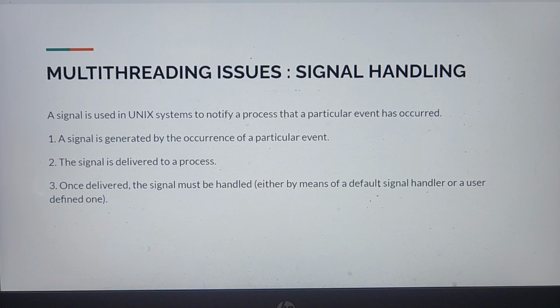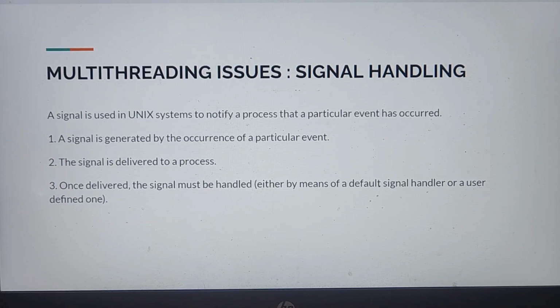So when the parent process gets to know that the child has terminated, the parent will go on and terminate itself, for example. So that is how a signal is handled, by reacting in some way to the notification you receive. How is it handled? It can be some default signal handling mechanism or some user defined mechanism. So that's the basic idea of what a signal is.